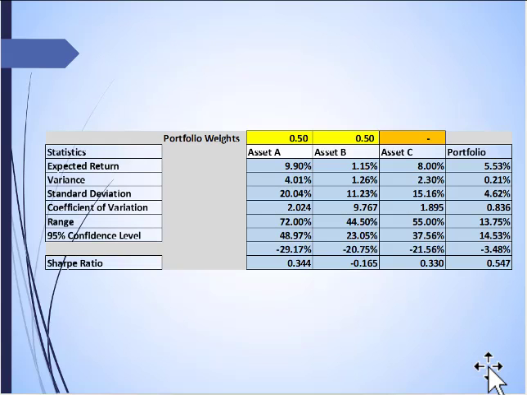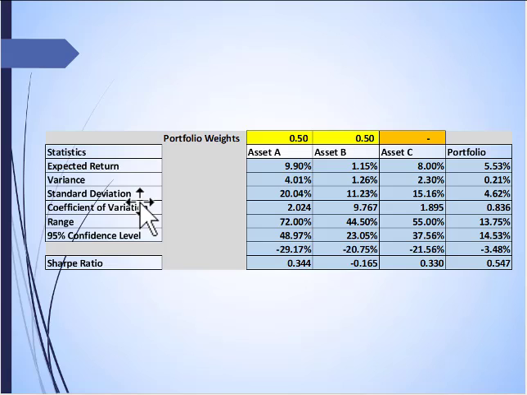So if we put this again into some context with our portfolios, if you put half of your money in asset A and half of your money in asset B, the spreadsheet does a calculation for you and tells you what your returns are. So the expected return is the average. It's going to be somewhere between those two numbers, 9.9 and 1.5. 5.53% is the return you would expect from this portfolio.